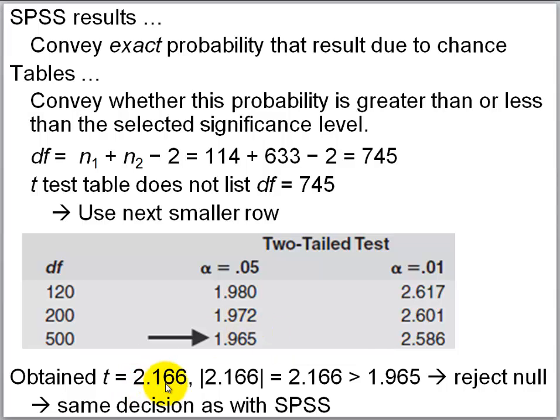So the obtained t is 2.166. The absolute value of 2.166 is indeed 2.166. 2.166 is greater than 1.965, and hence we reject the null. So if you use tables, you'll reach the same decision as you reach with the computer packages. You just don't learn the exact probability of the study result.